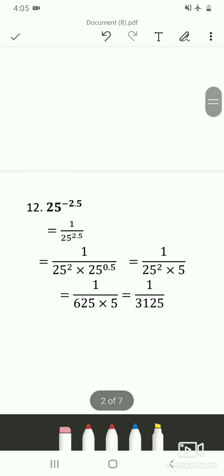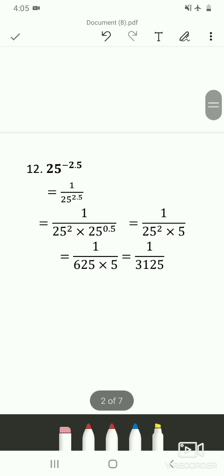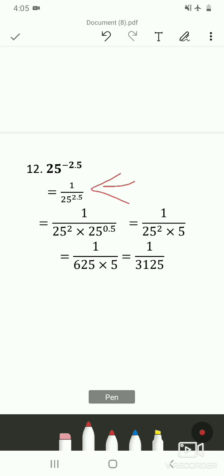Now the second problem you have to solve in a similar way, but here the question is 25 raised to minus 2.5. Here it is in the negative form, a negative index is there, so you have to use the formula a raised to minus m can be written as 1 upon a raised to m. So here 25 raised to minus 2.5 is written as 1 upon 25 raised to 2.5.